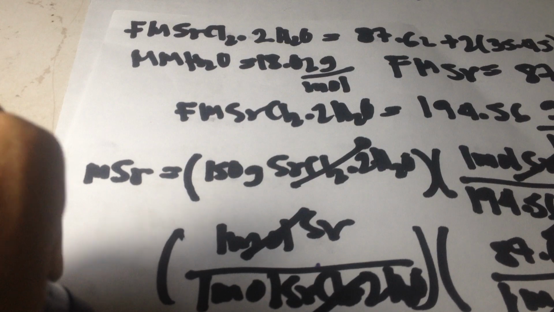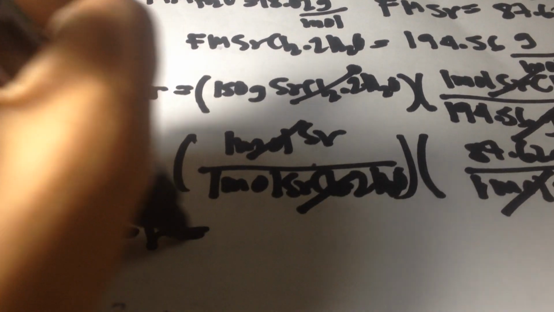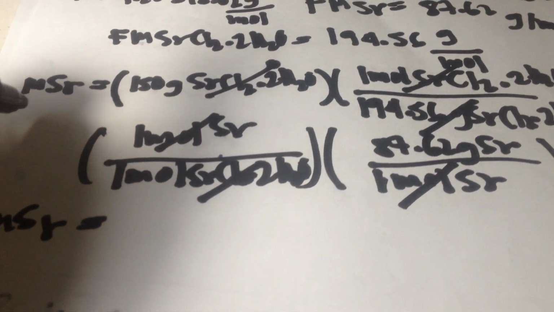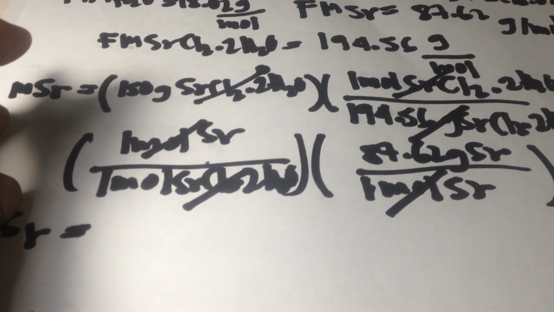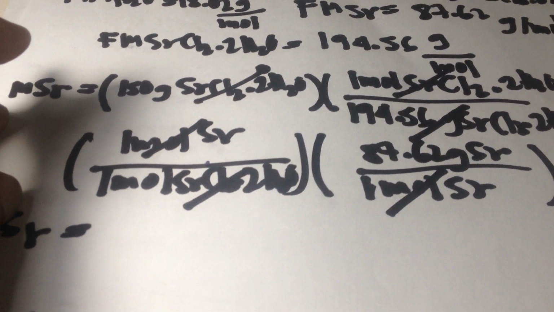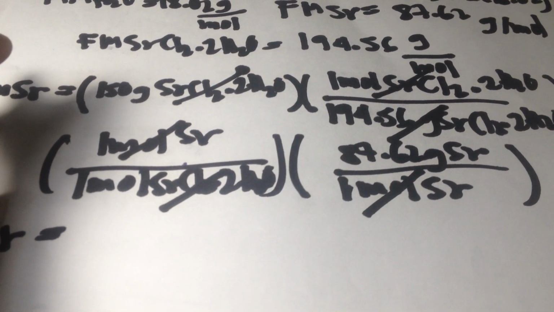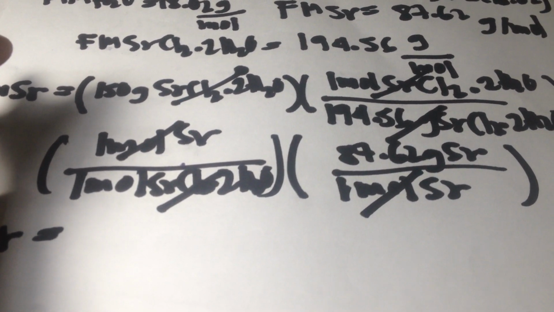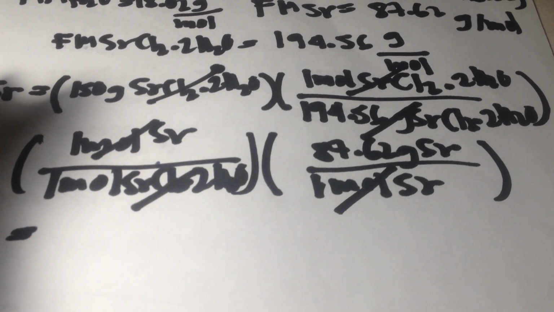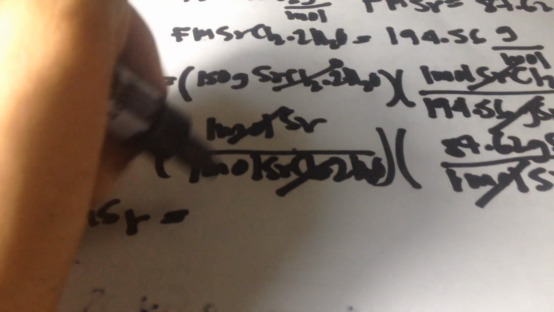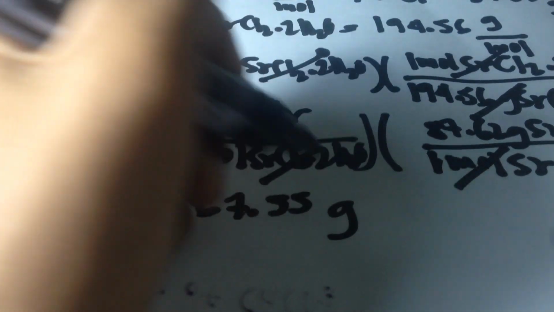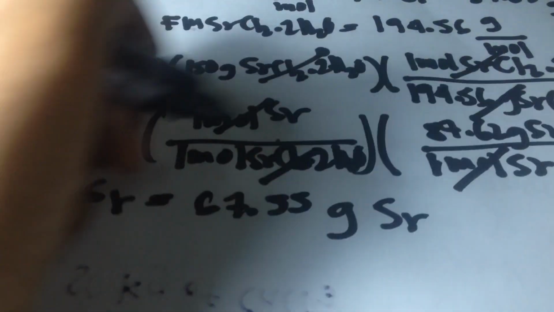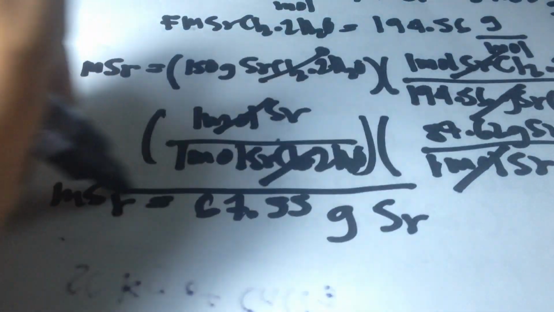So the mass of strontium is equal to 150 divided by 194.56 times 87.62, which equals 67.55 grams of strontium. So that's the final answer.